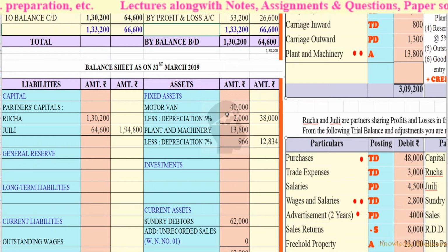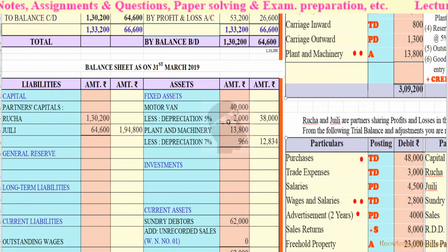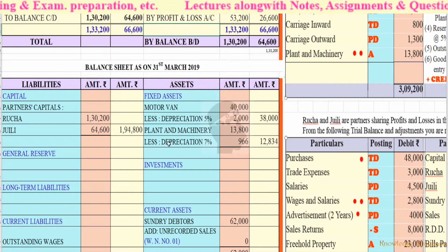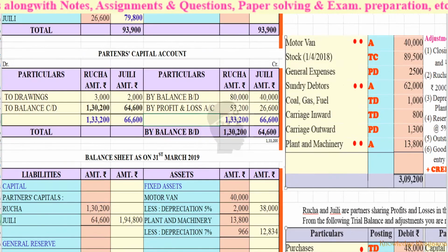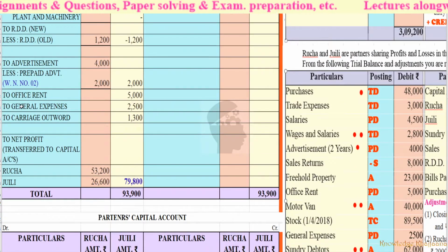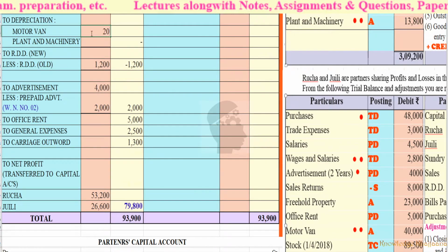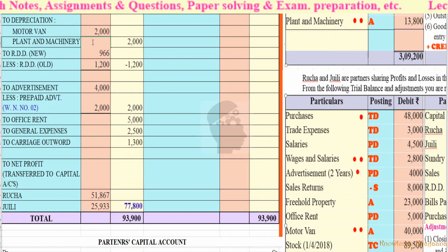12,834. Okay, but we have to record these depreciations to the profit and loss account debit side: motor van depreciation rupees 2,000 and plant and machinery depreciation rupees 966. So we record it. Depreciation, motor van rupees 2,000 and plant and machinery rupees 966. Okay.